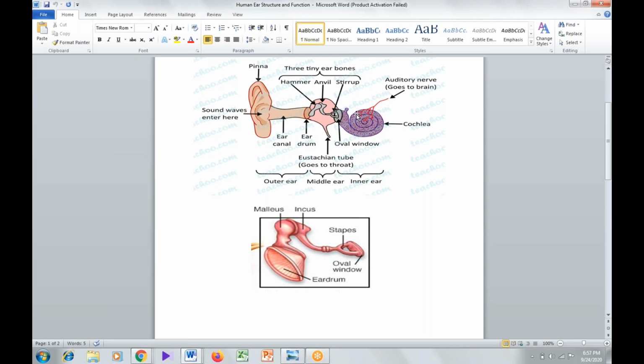This cochlea is like a snail shape. Actually, cochlea is, I think, a Latin or Greek word. It means snail, so it has a snail-like shape. So this is called the cochlea.